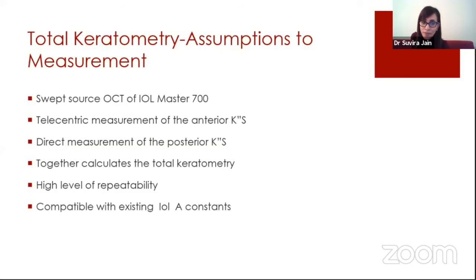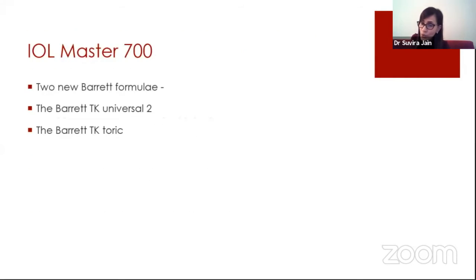The telecentric measurement of the anterior cornea along with the swept source OCT of the IOL Master 700 assumes that it truly measures the entire cornea. But what it measures is the anterior cornea, the thickness of the cornea, and the posterior cornea, and therefore they call it the total keratometric value. Apparently, it has a very high level of repeatability and can also be used with normal standard A constants.